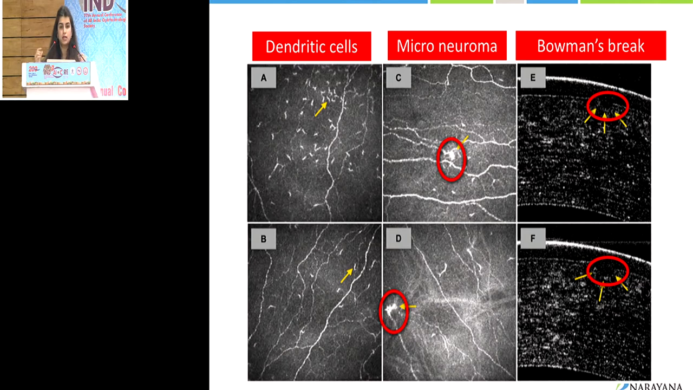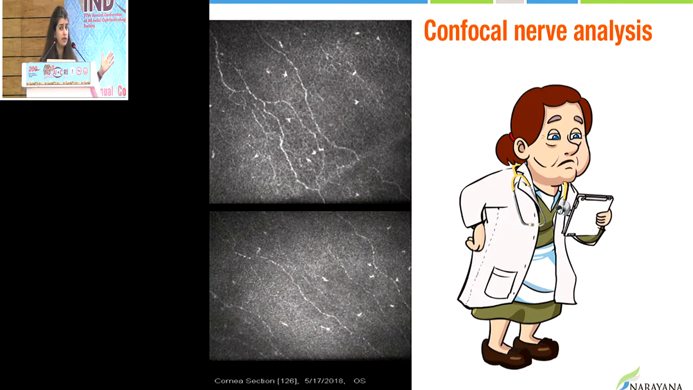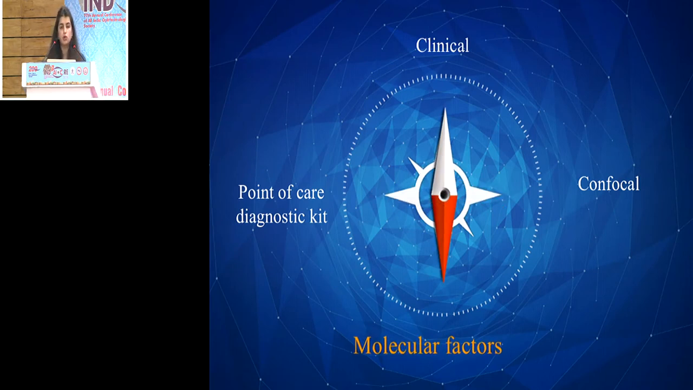Unfortunately, there's no way to mark it, because there are no surrogate markers when we do confocal or OCT. Essentially, it's just the visual axis that works as our marker. In this case, the patient had breaks as well as microneuromas, which explained the pain, or neuropathic component, of dry eye disease. In this lady, who is an ophthalmologist, the confocal nerve analysis did show some dendritic cells. Over a period of time, we wanted to see if this corresponds to the molecular component.